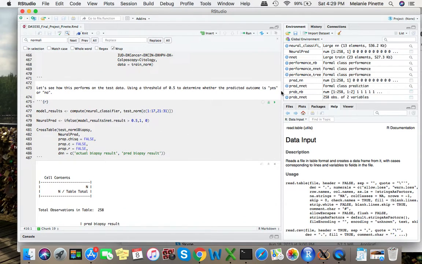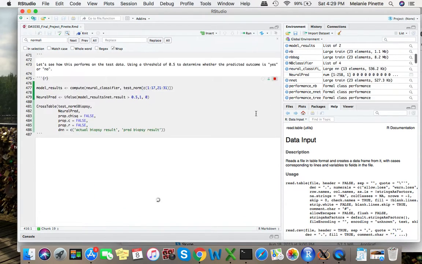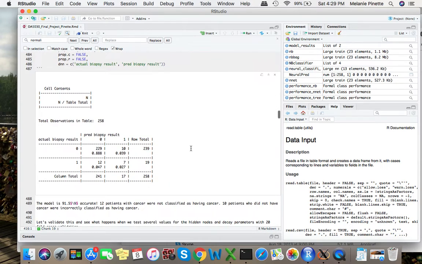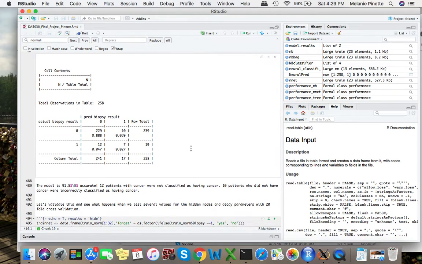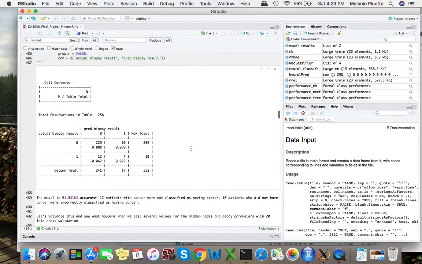And then on our test data set, we'll see how the holdout performed. Okay, so the model is 91.5% accurate. 12 patients with cancer were not classified as having cancer. Let's validate this and see what happens when we test several values for hidden nodes and the decay parameter.